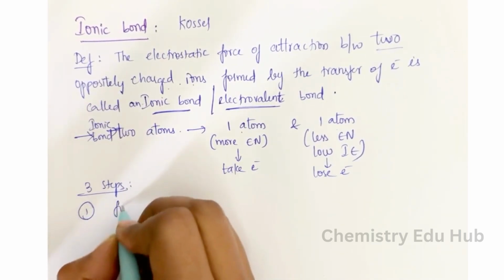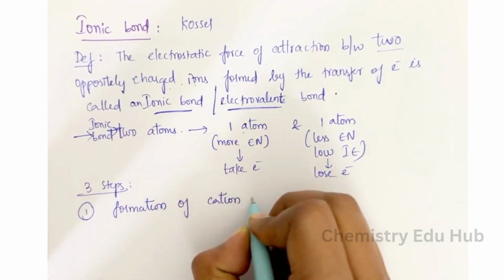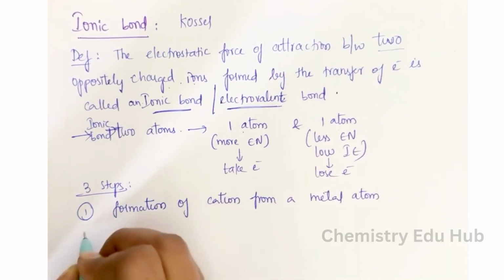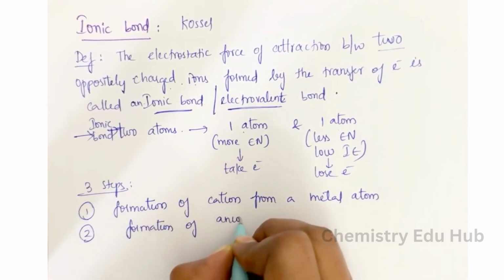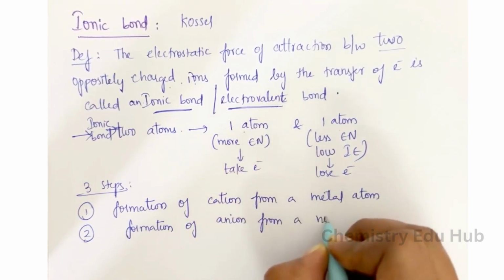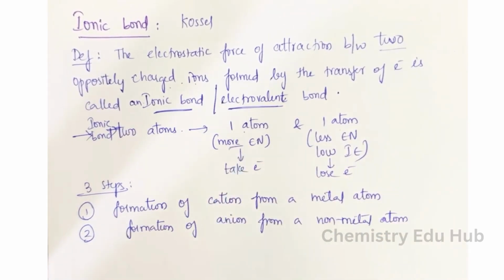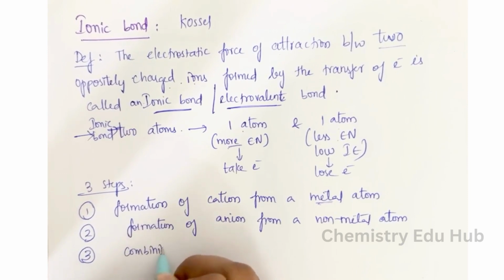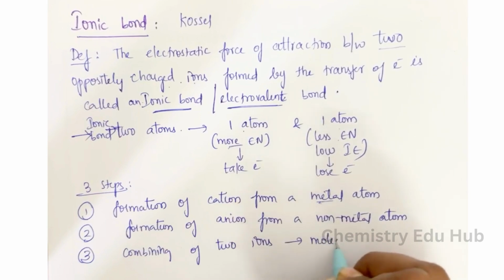What are those steps? First step is the formation of cation from a metal atom. And the second step is formation of anion from a non-metal atom, because non-metals generally have high electronegativity and metals generally have low electronegativity and low ionization energy. Now the third step is combining of two ions to form a molecule.